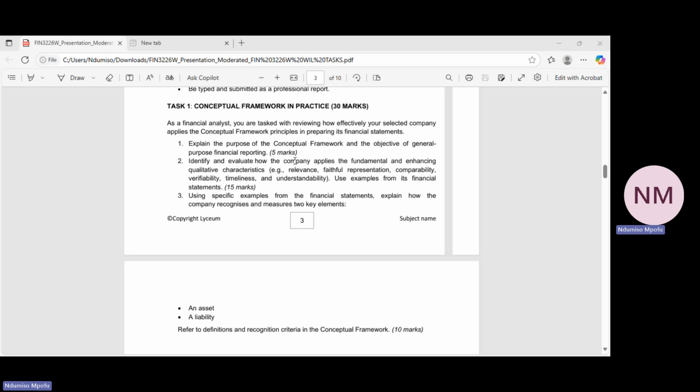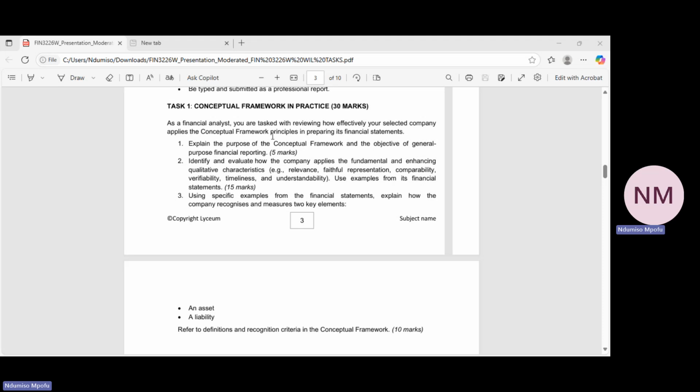Ensure that you raise 5 points that explain. You should have points that look at the purpose of the considered framework. Also have points that look at the objectives of general purpose financial reporting. In other words, this question is structured into 2 parts. If you only look at the purpose of the considered framework and ignore the other part, you are going to lose marks, no matter how many points you raise on the considered framework.